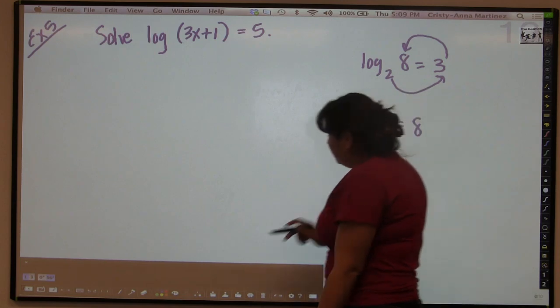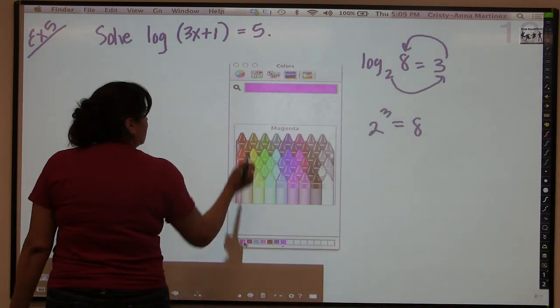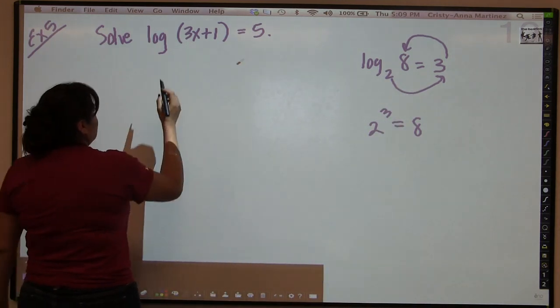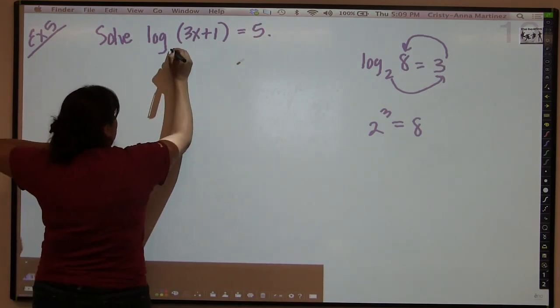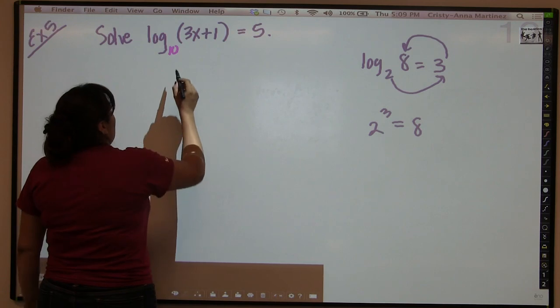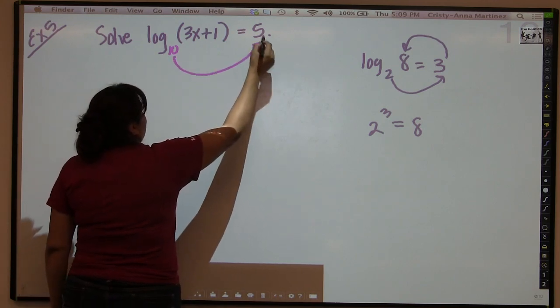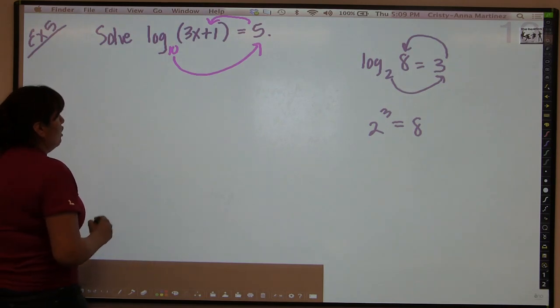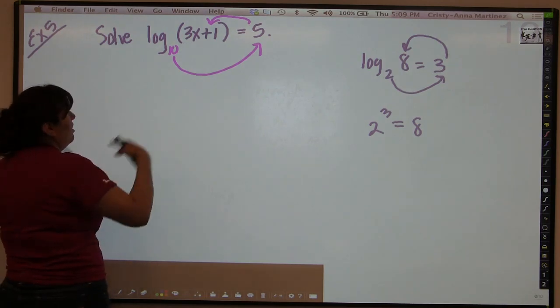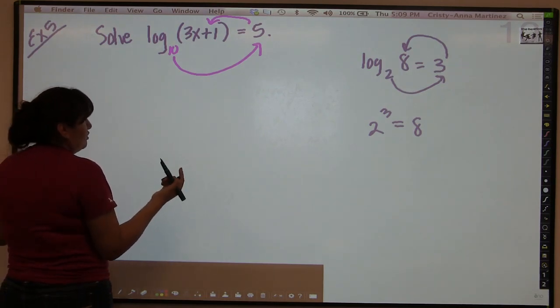It's actually helpful sometimes for you to write the little arrows. Because first of all, this doesn't have the base written in. But if it's not there, we assume it's a 10. So I'm going to write it in there. And we're going to go 10 to the 5th power is 3x plus 1. And that is how easy it is to solve logarithmic equations. It's just to get rid of the log by writing it in exponential form instead.